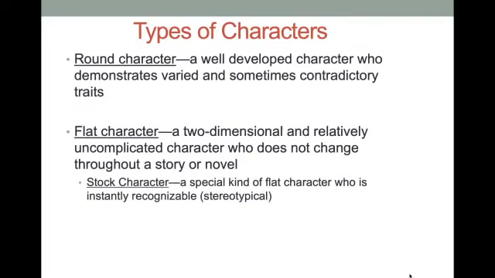Now, when we look at the different types of characters, we also kind of look at them as the sense of being a round character or a flat character. Now, a round character is going to be well developed. They demonstrate varied and sometimes contradictory traits. You can take a lot of notes on these characters. You know a lot about them. Now, flat characters, they can remain throughout the story, but they're usually two-dimensional, they're relatively uncomplicated, and they have a tendency to be a static character who does not change throughout the story or novel.